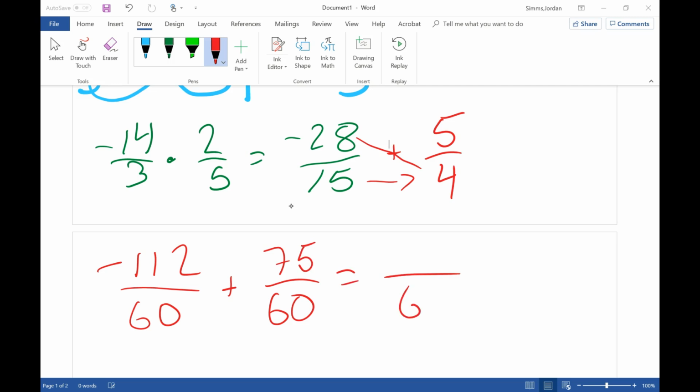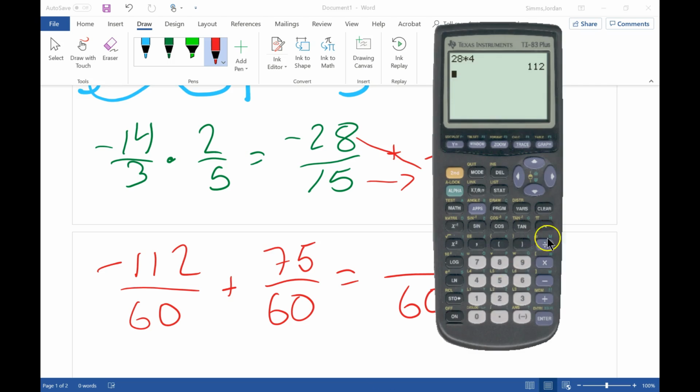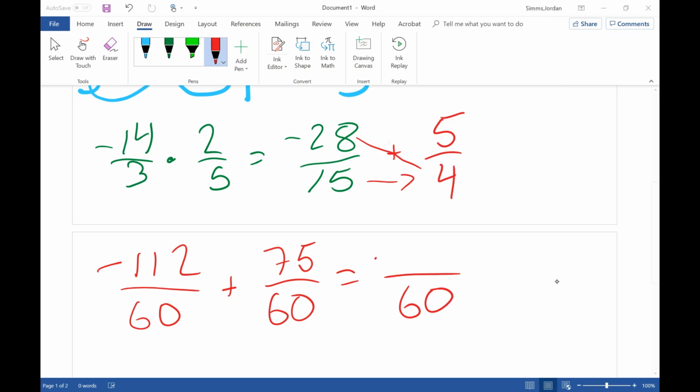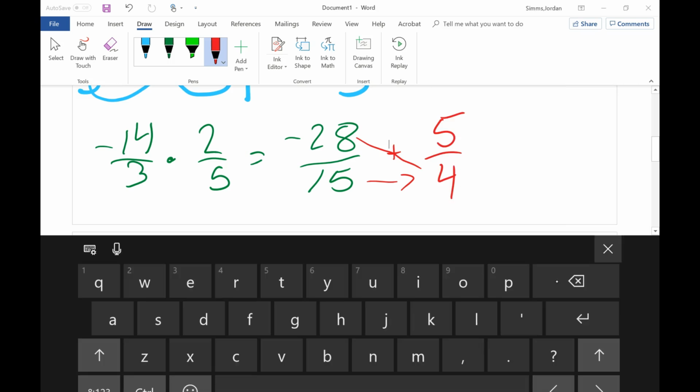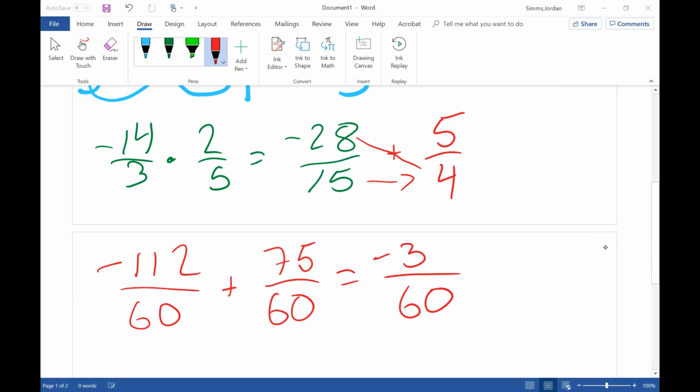So now we'll just combine her up. We have negative 112 plus 75. Again, I got the calculator warmed up here, so might as well just do her. Negative 112 plus 75 equals negative 37 over 60. Negative 37 over 60. 37 is a prime because there's no number that multiplies to give me 37. So that's going to be our answer right there. Hope that helps. If it doesn't, please let me know.